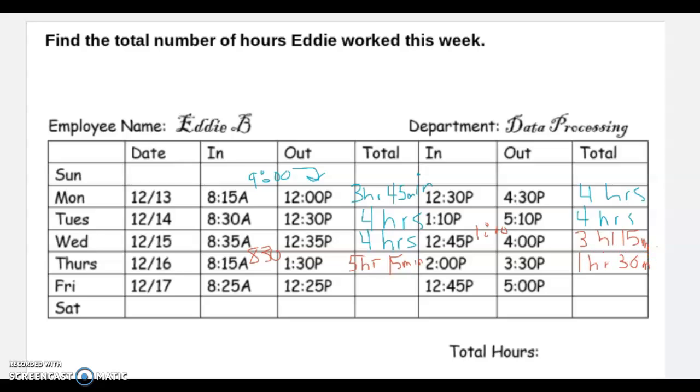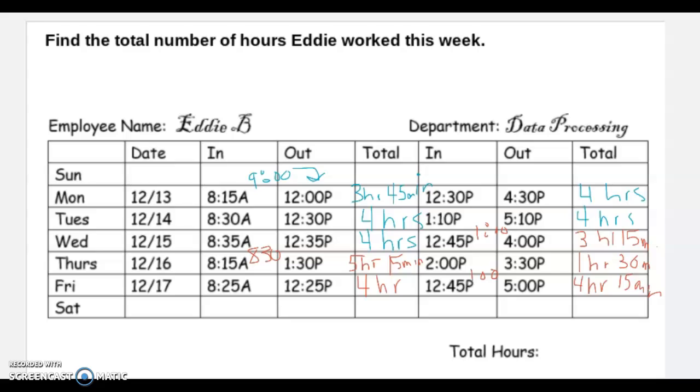And finishing off on that Friday from 8:25 to 12:25, nice and easy, 4 hours for that morning shift. And then 12:45 to 5 p.m., again, 45 minutes to the next full hour of 1 o'clock would give us 15 minutes. And then counting from 1 to 5 is 4 hours, so 4 hours and 15 minutes. And then we're going to total this up.